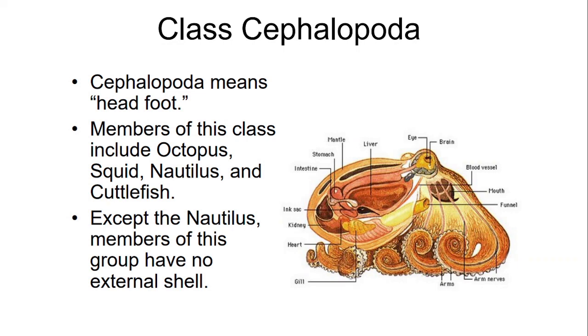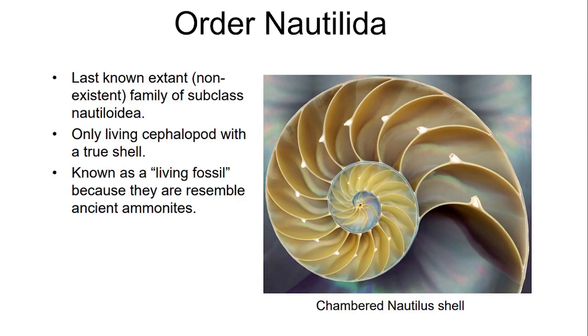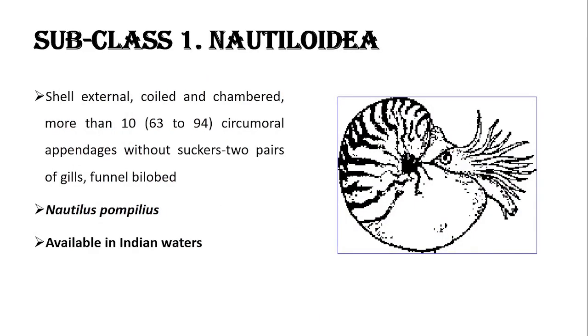The class Cephalopoda, as we know, are head-foot organisms. The members of this class include octopus, squid, nautilus, and cuttlefish. Except for the nautilus, the members of this group have no external shell. First, we know about Nautilida, the last known extant species of the subclass Nautilida, the only living cephalopod with a true shell. It is called a living fossil because it resembles ancient ammonoid species.